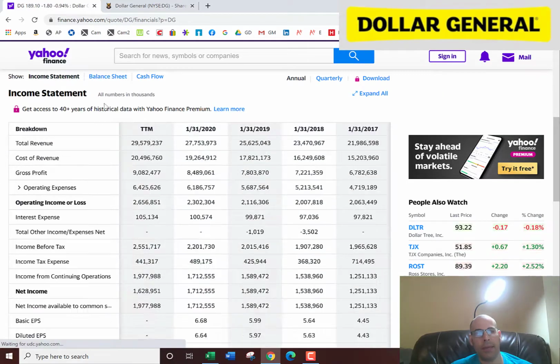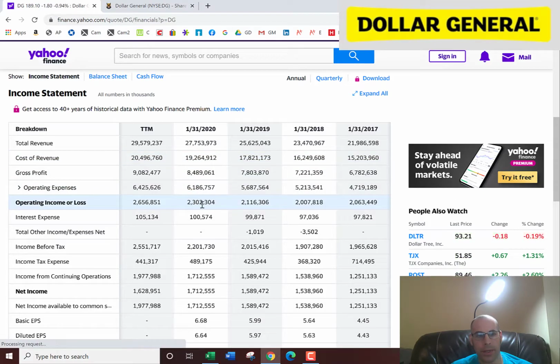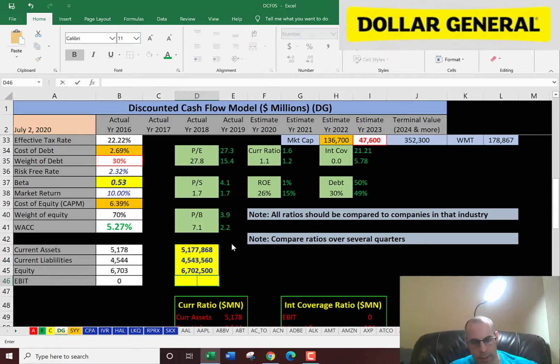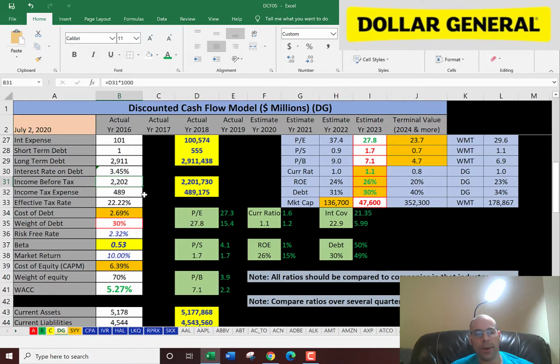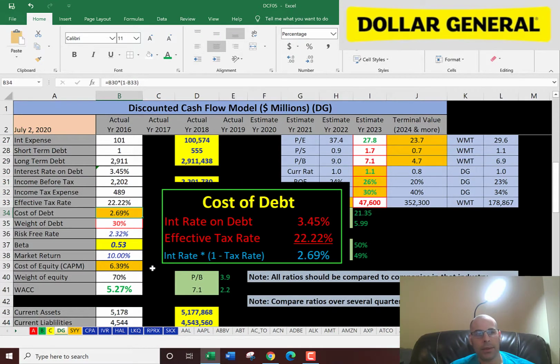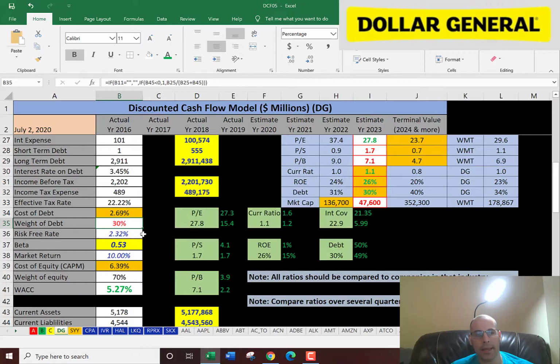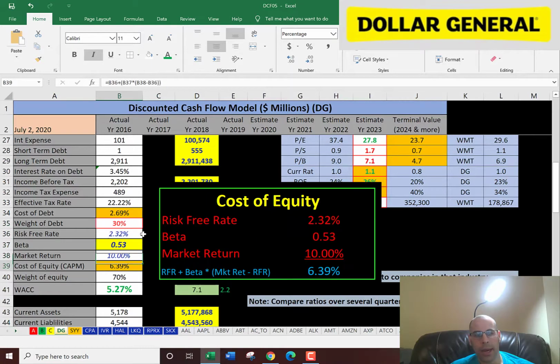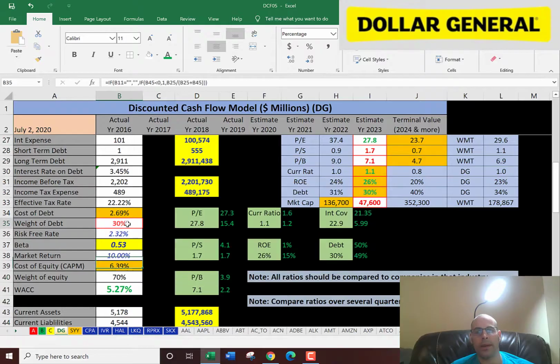We also need the EBIT for the model. That's earnings before interest and taxes or operating income. And that's $2.3 billion, and that's how much money the company makes on its operational business. So let's look at their weighted average cost of capital. So the cost of debt is 2.69%, and they have 30% debt. And then their cost of equity is 6.39%, and they have 70% equity in that capital structure. So they don't have too much debt, so they're in good shape in that category.